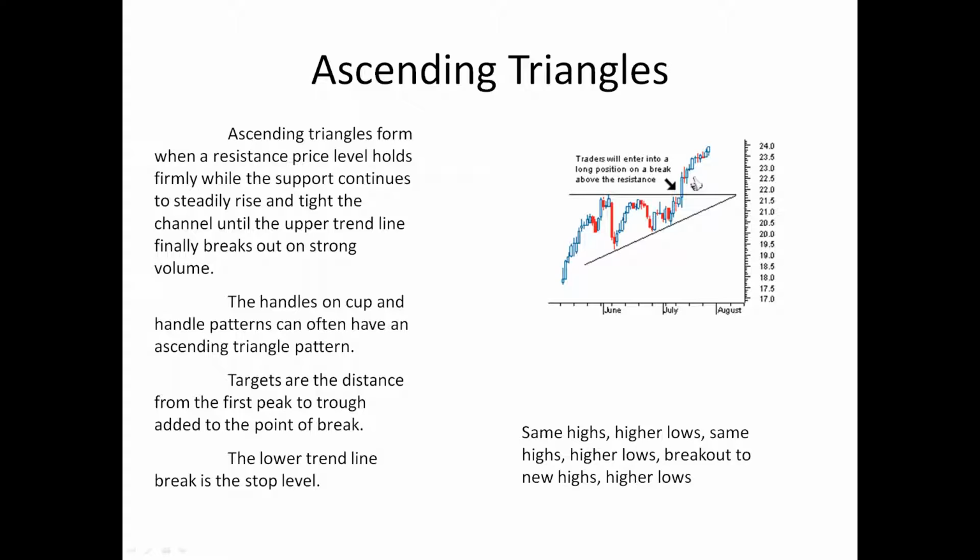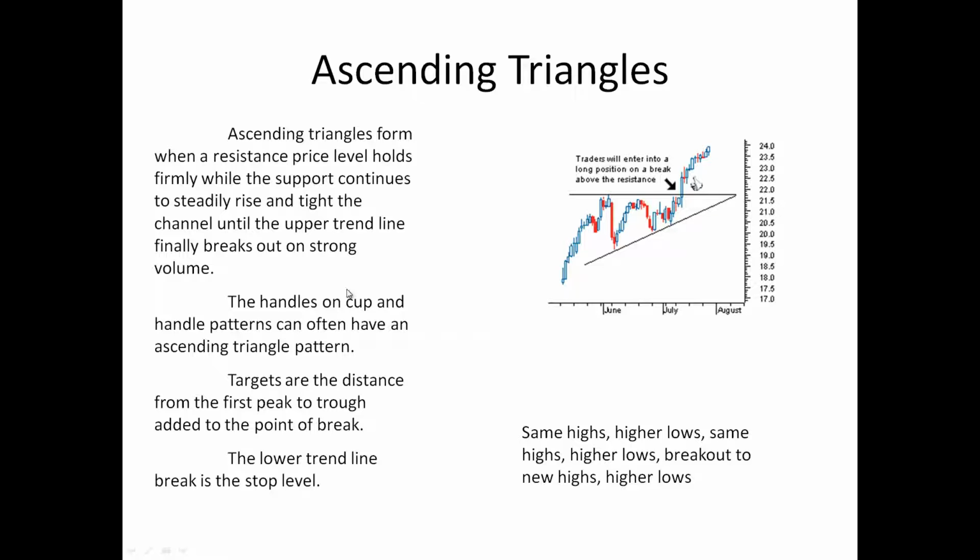So ascending triangles form when a resistance price level holds firmly while the support continues to steadily rise and tighten the channel until the upper trend line finally breaks out on strong volume. And you can see here on the right chart, you have 3 places, 3 test zones, and then you have the break to the upside. Here's the apex, and it's way before the apex, so we know that this still is a work in progress and does have the capability of creating an ascending trend line.